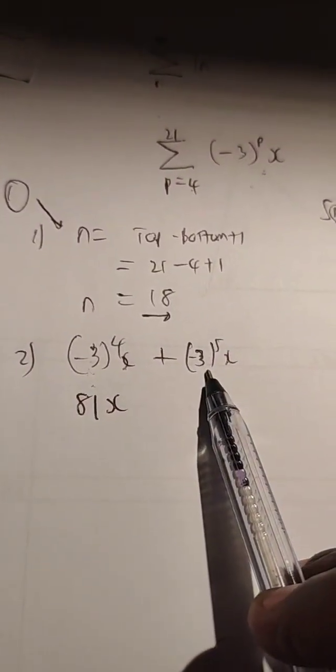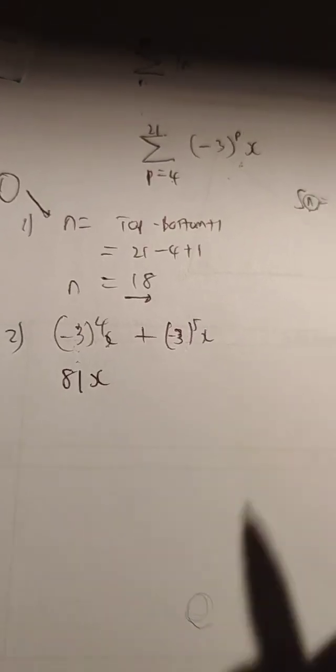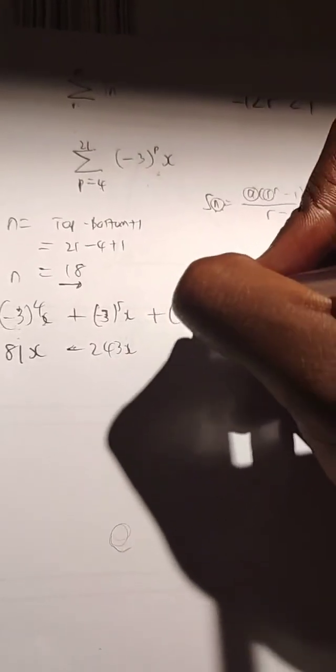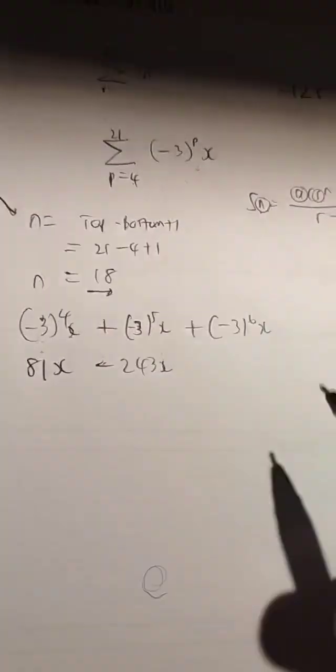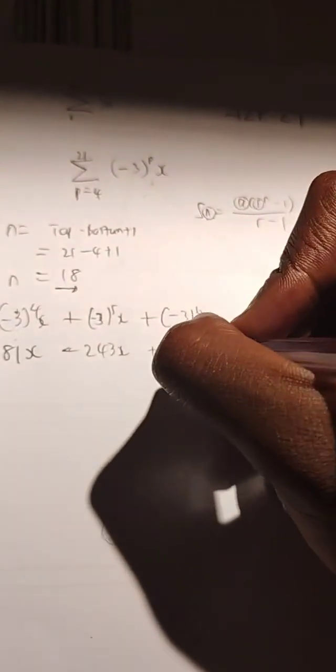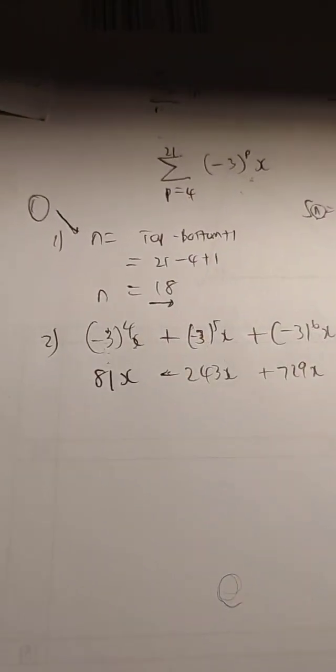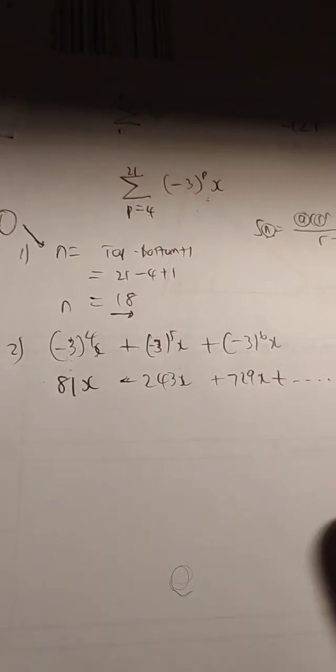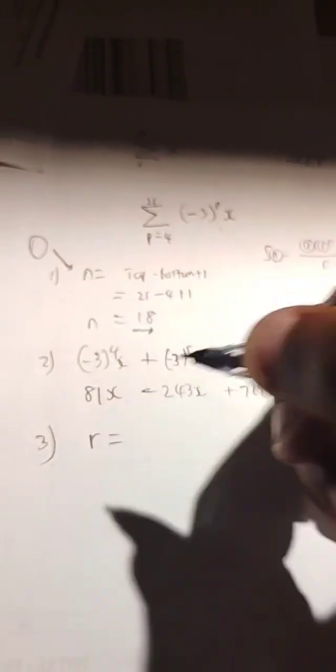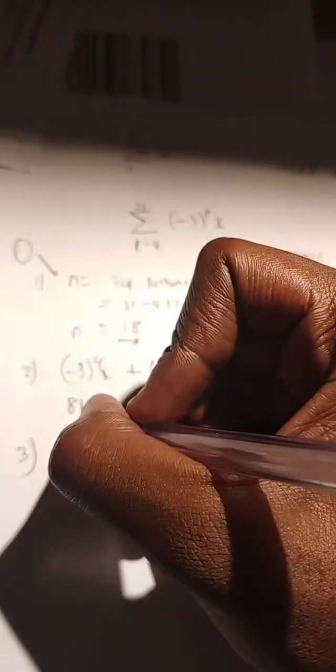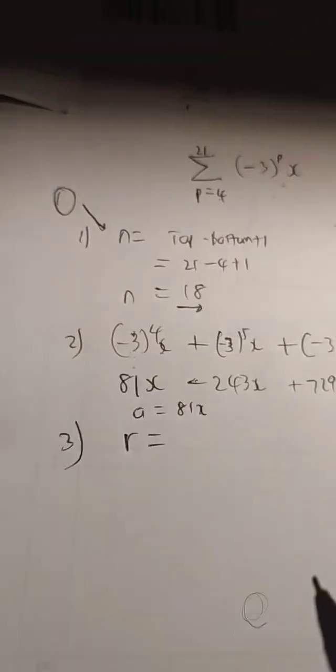So same thing here. You can say negative 3 to the power of 5. Negative 243. Exactly, negative 243x. Then we say plus negative 3 to the power 6 with the x, 729x. So we are done with the first 3 terms. We know that the series continues, no problem. Then, number 3, we calculate the constant ratio. Because a, at least we have, is 81x. A is 81x, no problem.